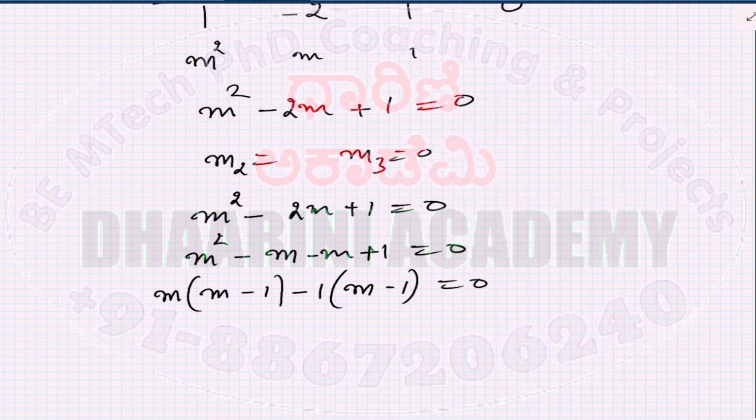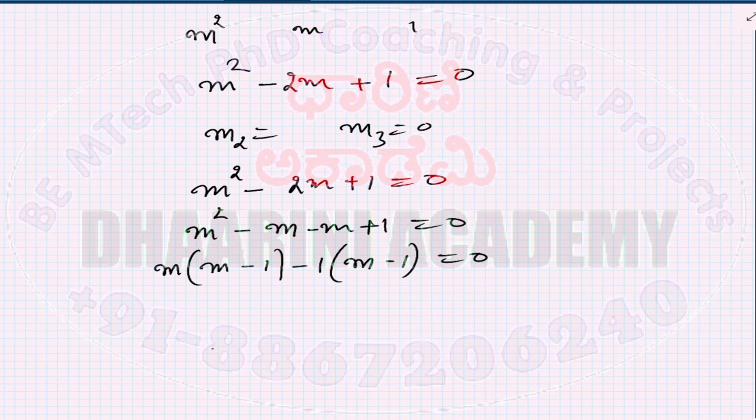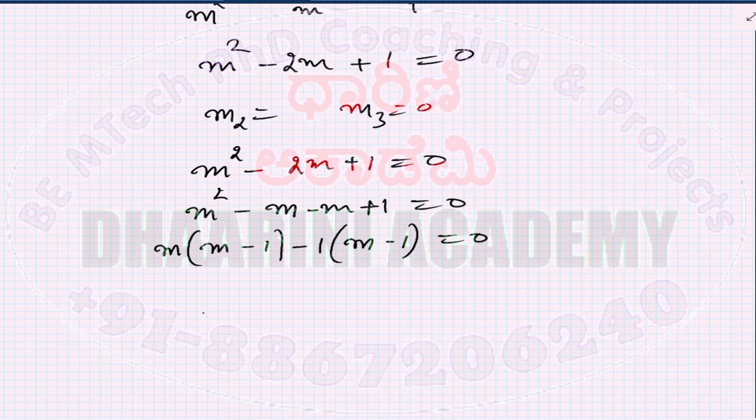Again, as I told, this comes from only practice. So I can see that m minus 1 is common here in both the terms. I can take it out. So that means m minus 1. When the m minus 1 goes out, what is left over is also m minus 1 in this case. See, m minus 1. So what I do, I write another term that's also m minus 1. m minus 1 into m minus 1 equal to 0.